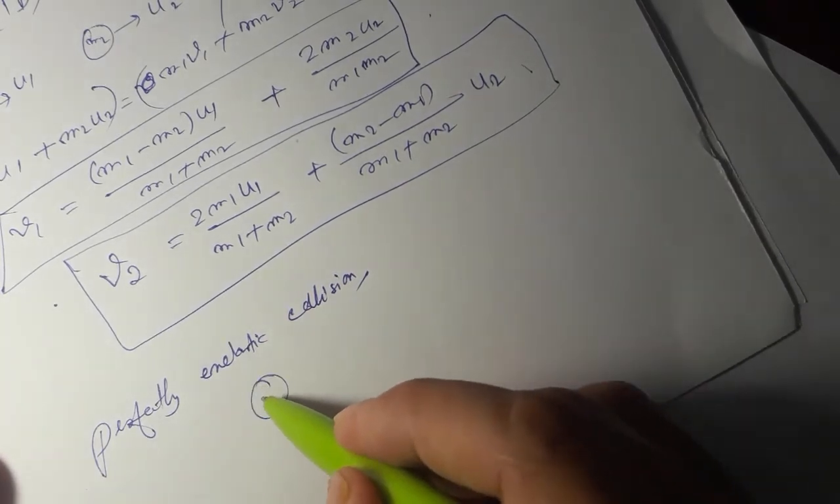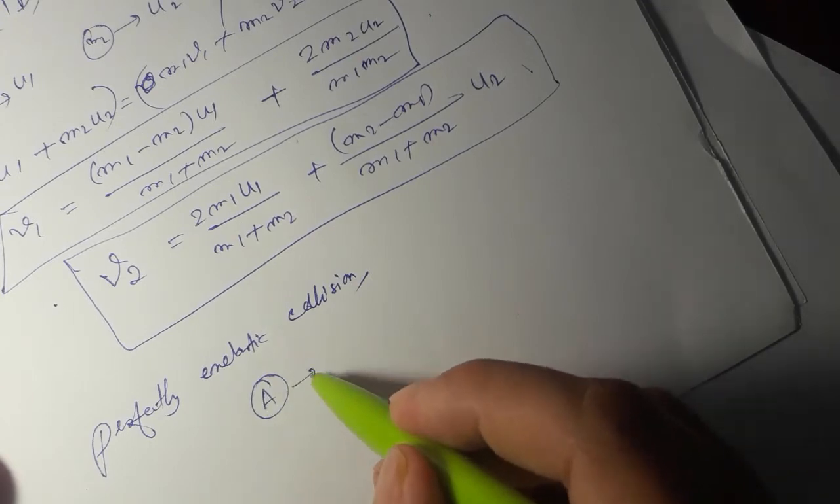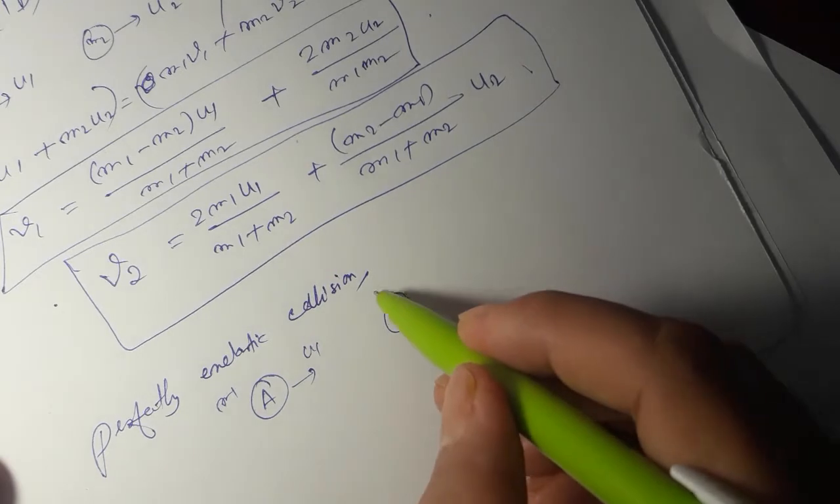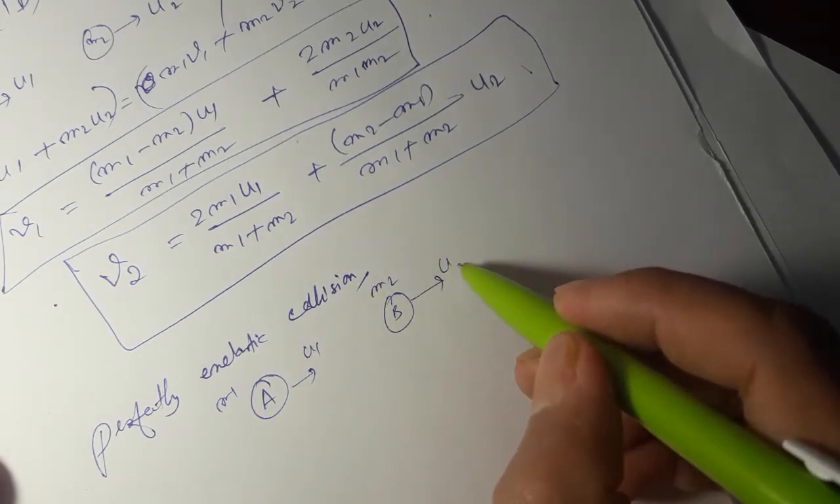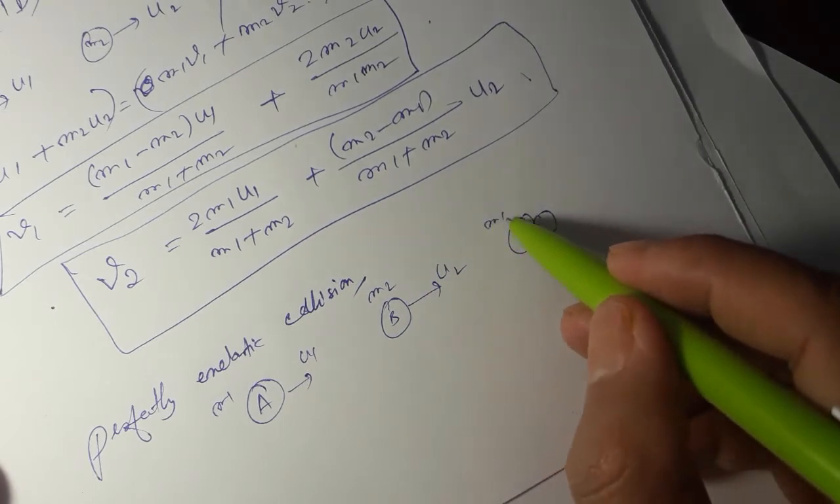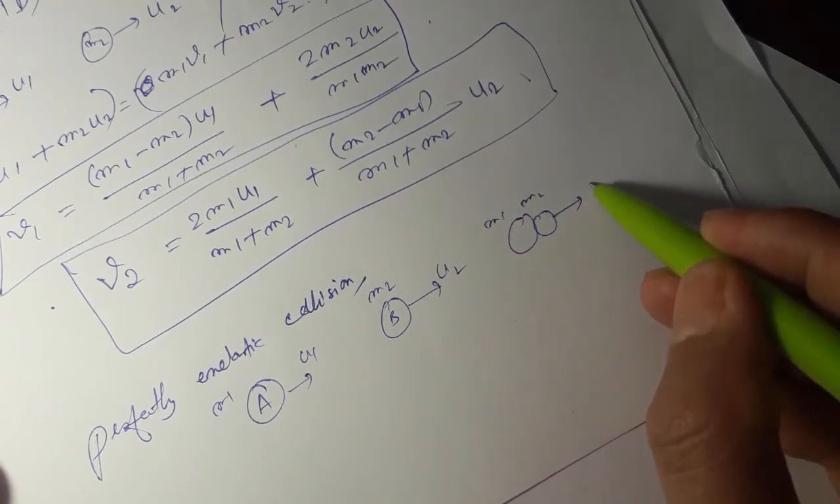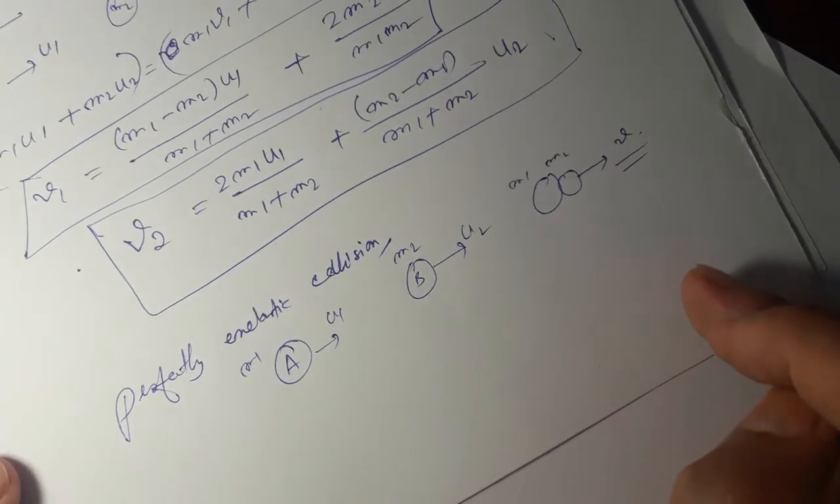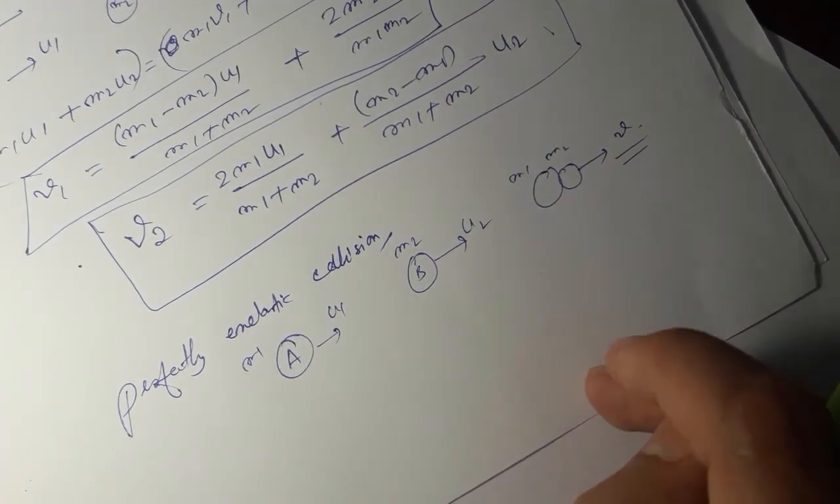For example, say this is the first body A, mass is m1, u1, second body B, mass is m2, u2. After collision, they will stick together. This is your m1, this is m2, and they will move with a common velocity here. And if this condition is satisfied, then the type of collision is said to be perfectly inelastic collision here.